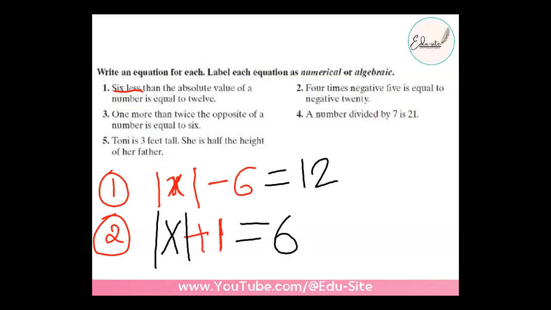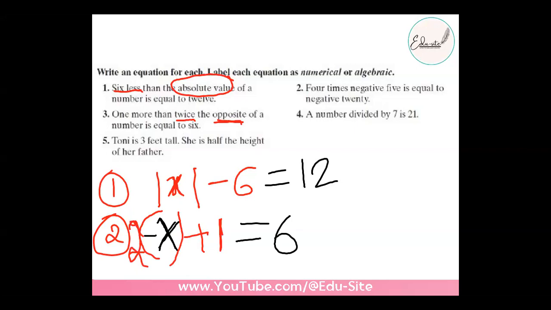Is that correct? No. You do not have an absolute value here, beta. It's not absolute again, it's just for the first one. Here they have told you one more than twice the opposite of a number is 6. How do you write this? The opposite of a number is minus x. Twice the opposite, so it is 2 times minus x plus 1 gives you 6.